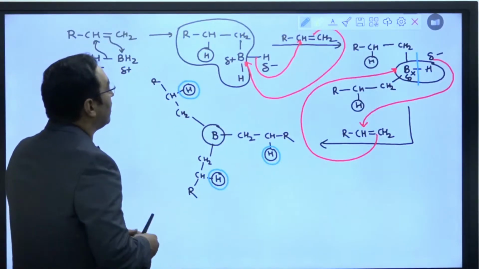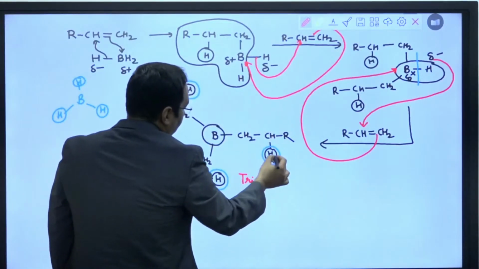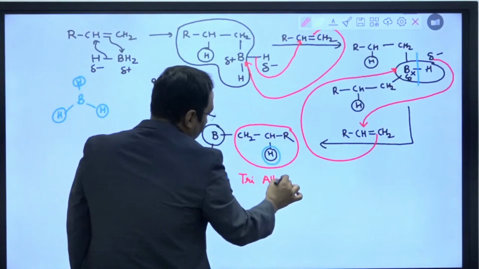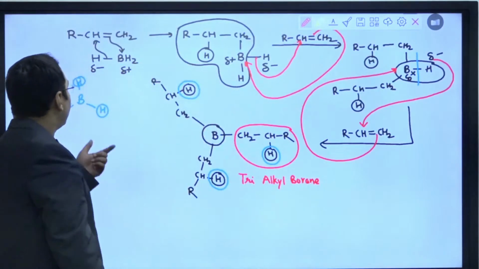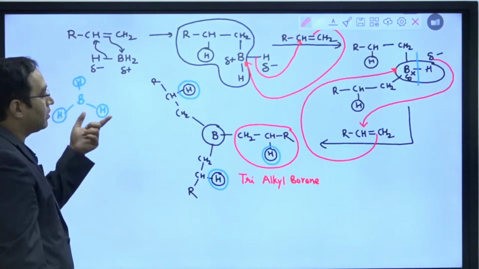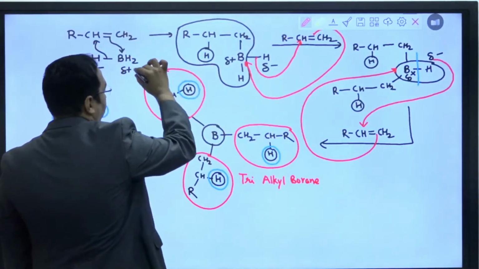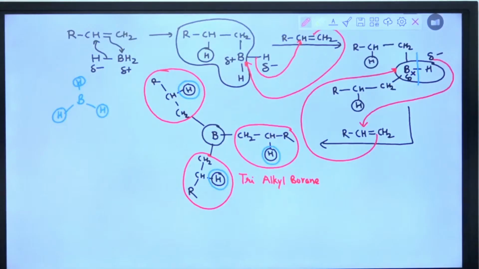Now this compound which you have drawn is known as, इसका नाम होता है tri, this whole thing I am calling alkyl, tri-alkyl borane. Okay, it was borane, this is tri-alkyl borane. Can you see these things? Tri-alkyl borane, 3 units of alkyl on boron. This is reaction step number 1.